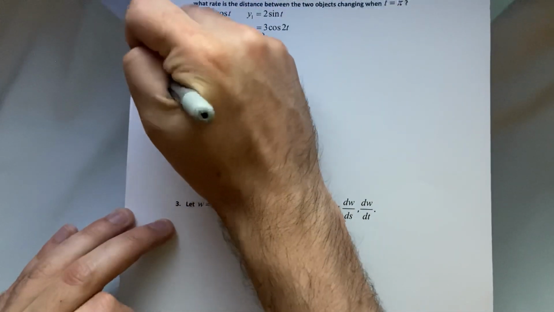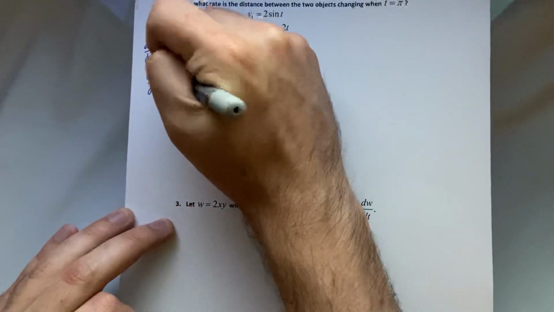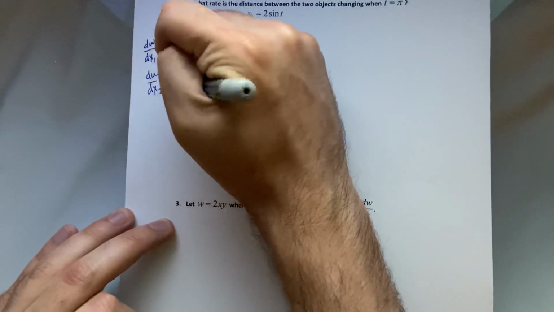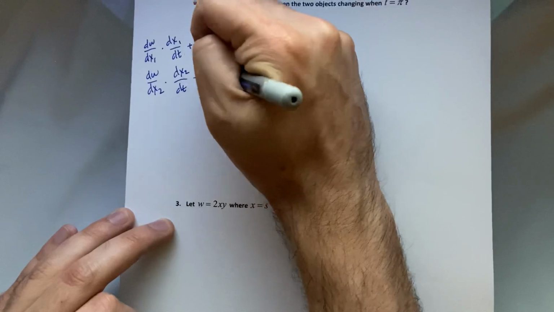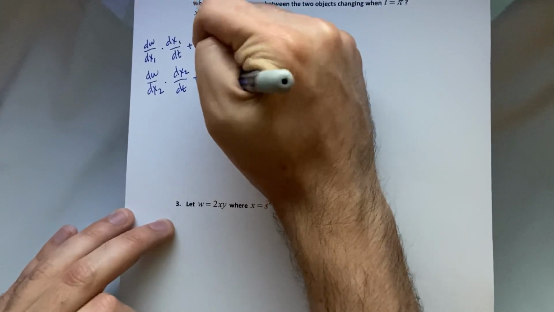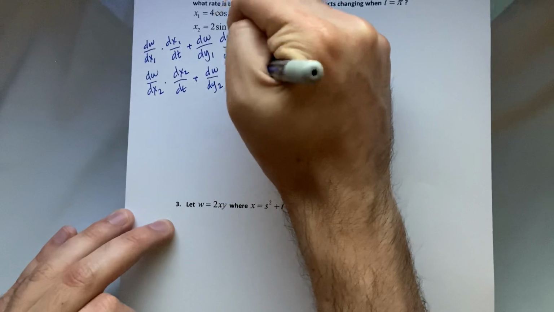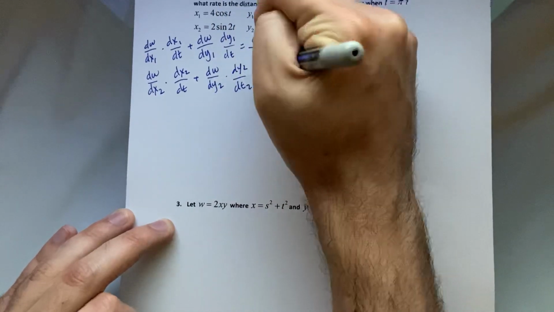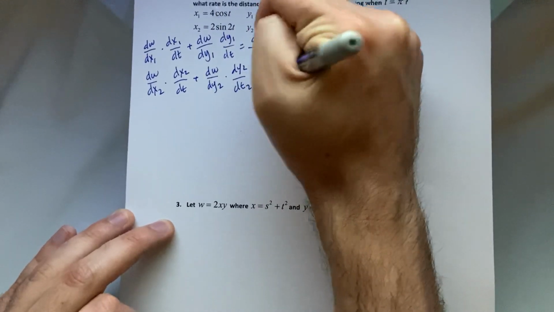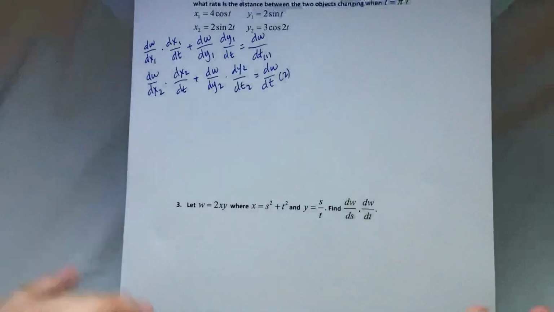And the same thing for 2, dw/dx2 times dx2/dt plus dw/dy2 times dy2/dt is dw/dt 2.